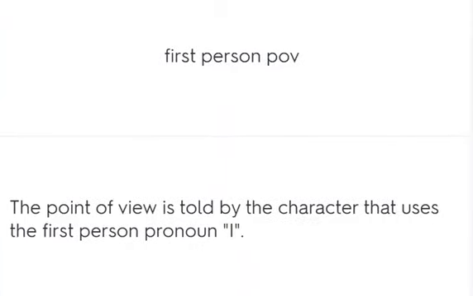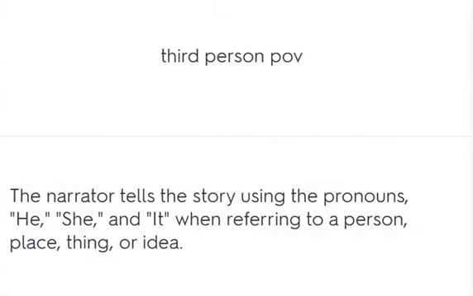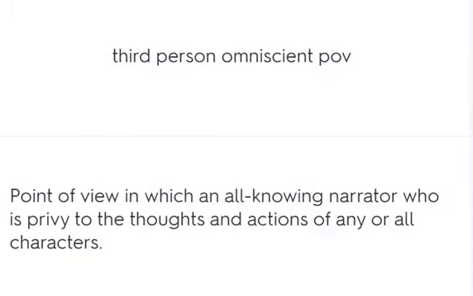First-person POV, the point of view is told by the character that uses the first-person pronoun I. Second-person POV, the narrator tells the story using the pronouns you, your, and yours to address a reader or listener directly. Third-person POV, the narrator tells the story using the pronouns he, she, and it when referring to a person, place, thing, or idea. Third-person omniscient POV, point of view in which an all-knowing narrator who is privy to the thoughts and actions of any or all characters.